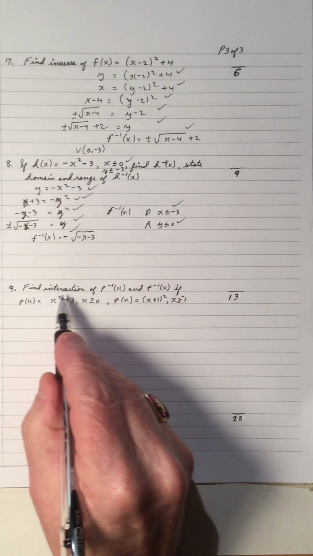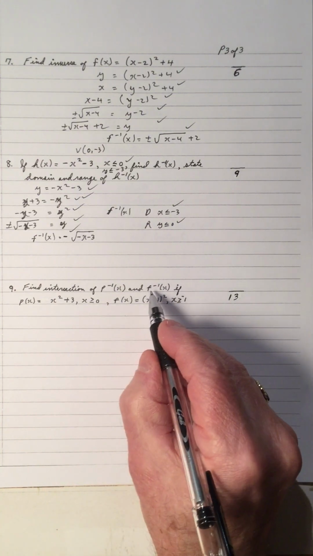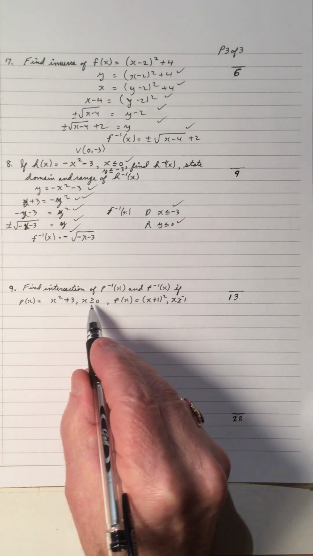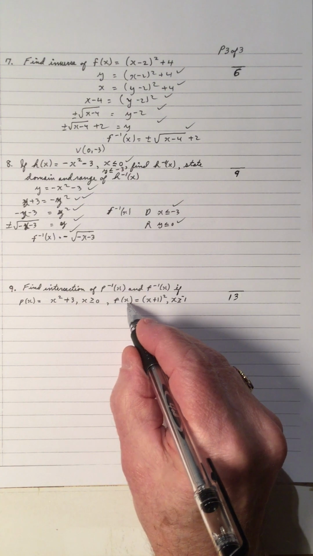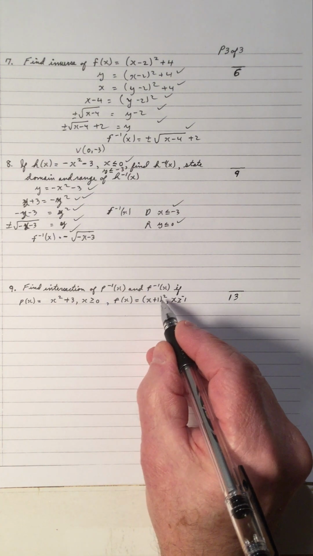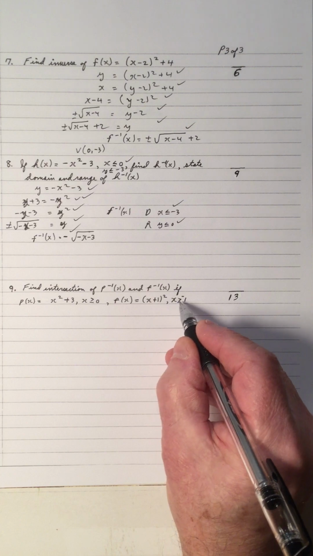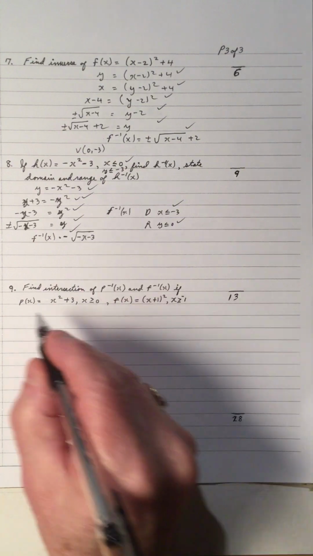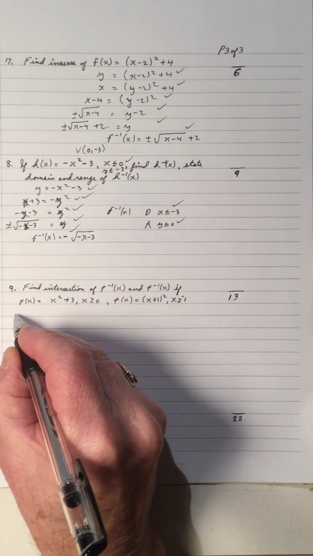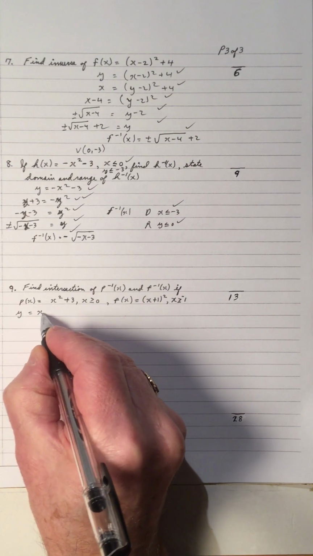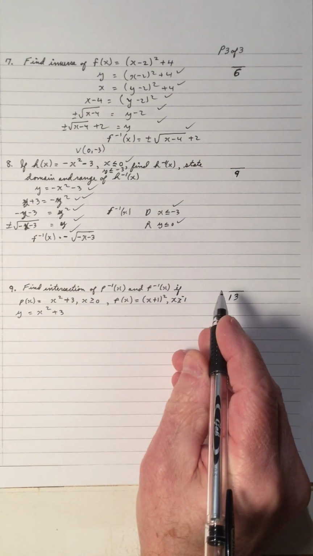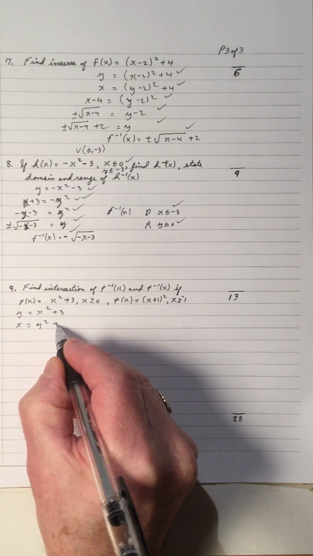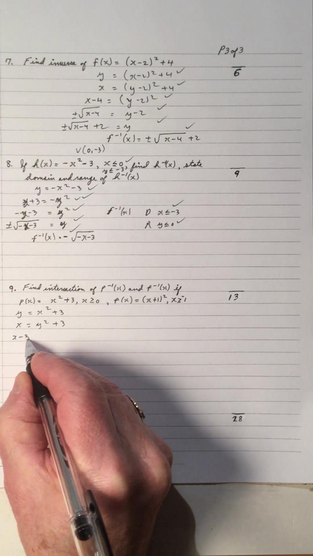Number 9, find the intersection of the p inverse of negative 1 and the f inverse of negative 1 if the p of x is x squared plus 3 and x is greater than or equal to 0. The f of x equals x plus 1 all squared, where x is greater than or equal to 1. So let's find the intersection. Let's find the inverses first. So the p of x becomes the y, and we switch the y and the x. We solve for y.